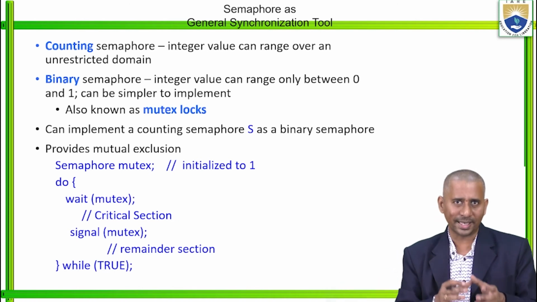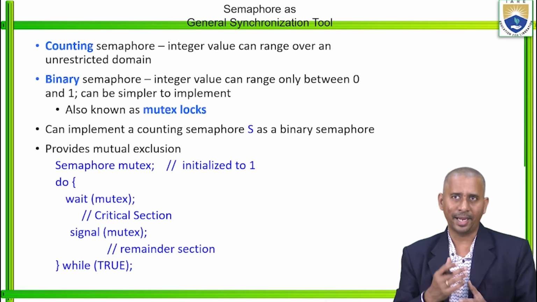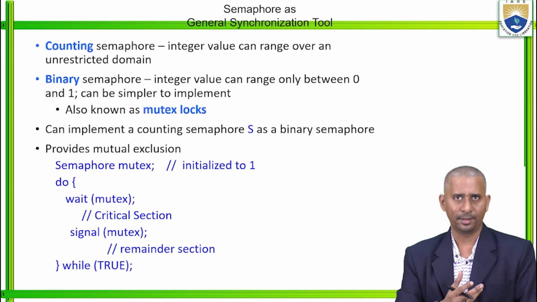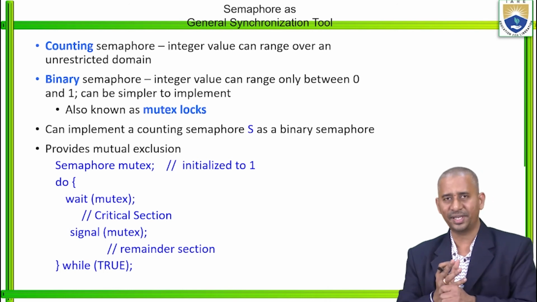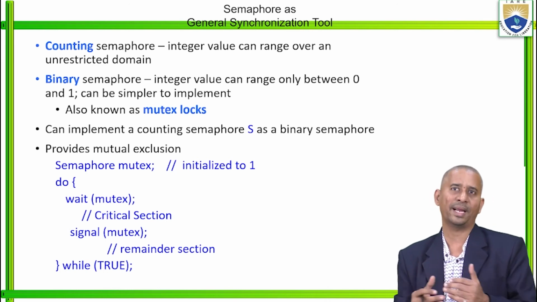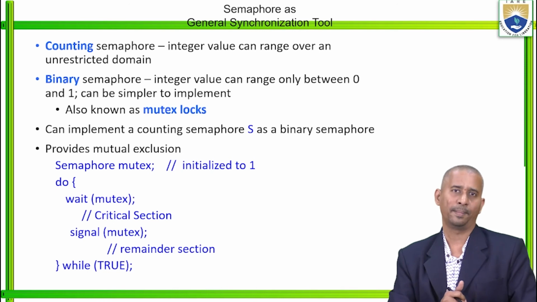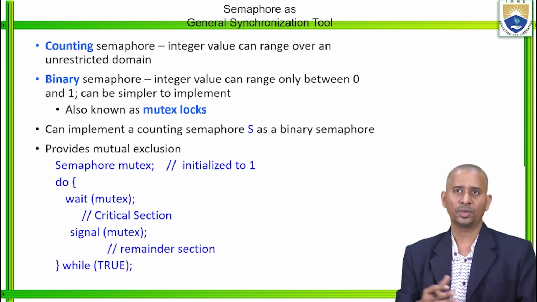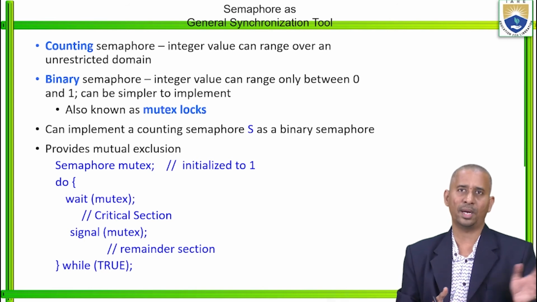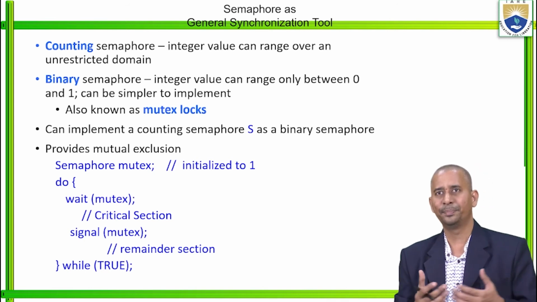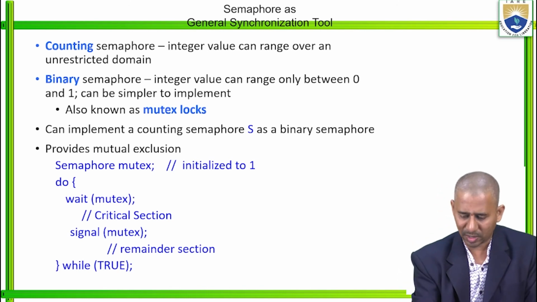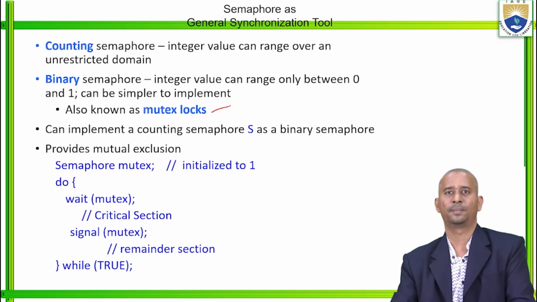Here the counting semaphore is nothing but an integer value that can range over an unrestricted domain. Then the binary semaphore, we know binary, so the integer value can range only between 0 and 1. So it is very simple to implement compared to the counting semaphore. That's why the binary semaphore is also known as the mutex lock.